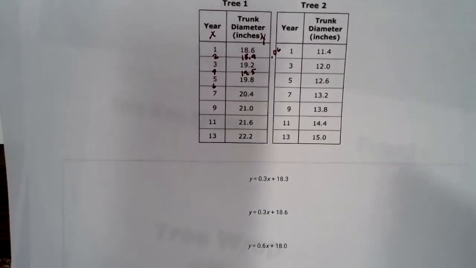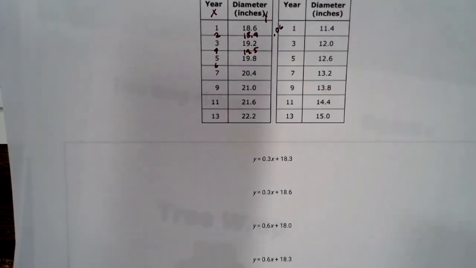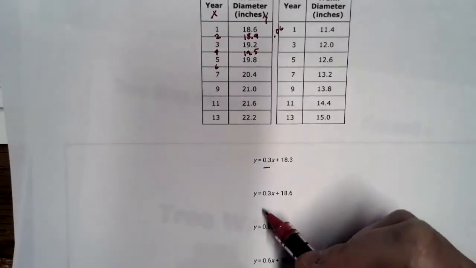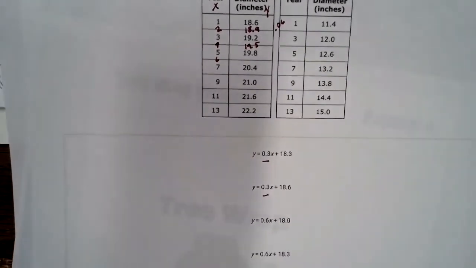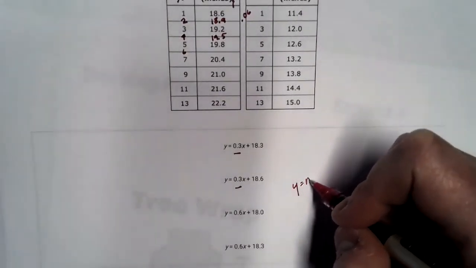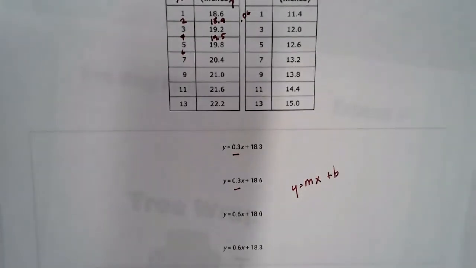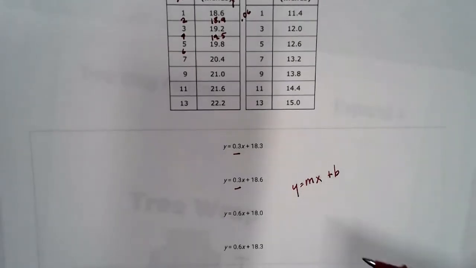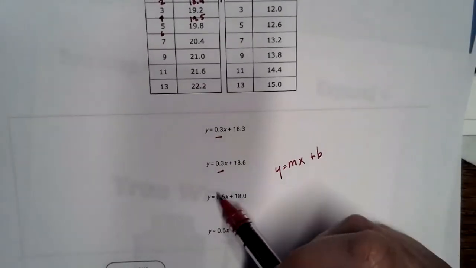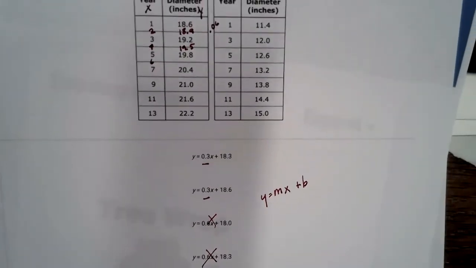So that means we are looking at, if it's going up 0.3, that's the slope. That means we're looking for this number, 0.3 as the slope, because this equation is Y equals M times X plus B. B is the y-intercept, M is the slope, Y and X are the coordinates. So that means we can cross off these two because our slope is 0.3. We don't even have to look at those two.